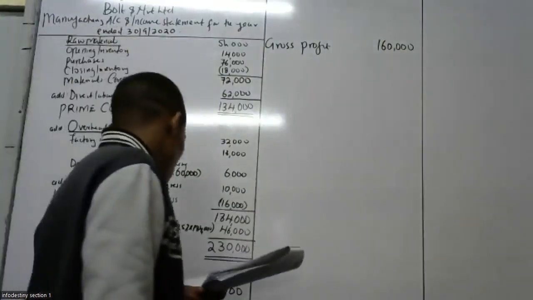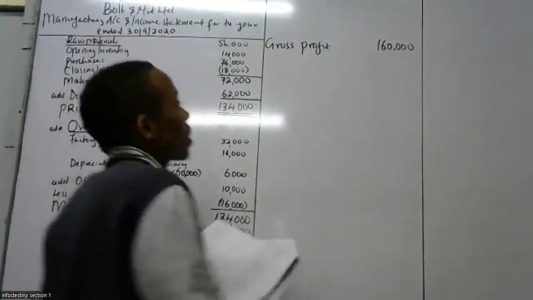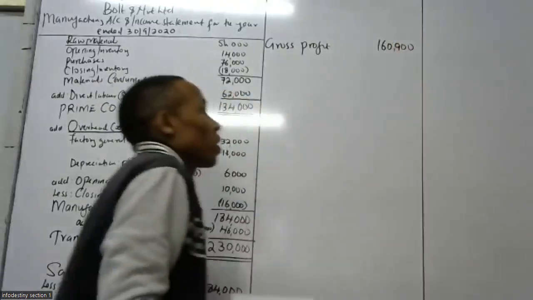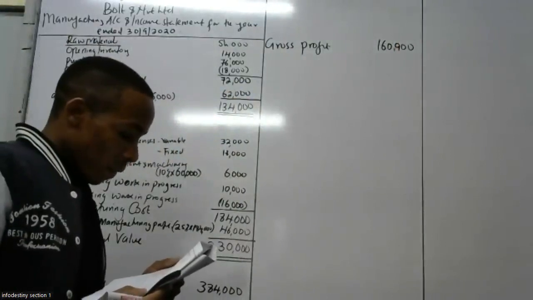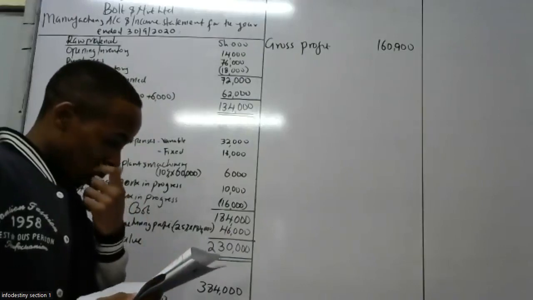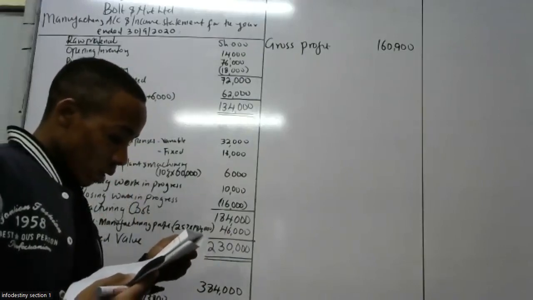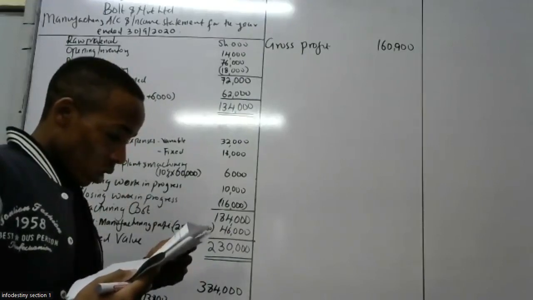Should be 160,900. Oh, 160,900. Not 1,000. Yes. Then let's see whether we have any income which is related now to this company. And I didn't see any income, right? There is no income there.